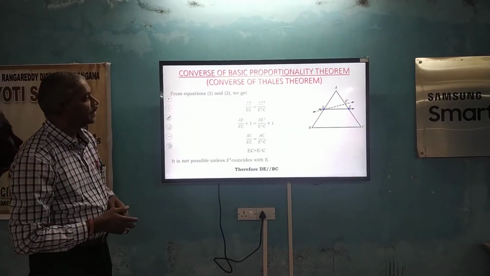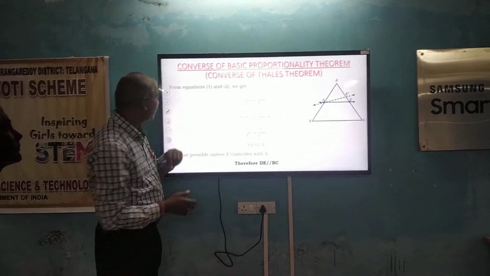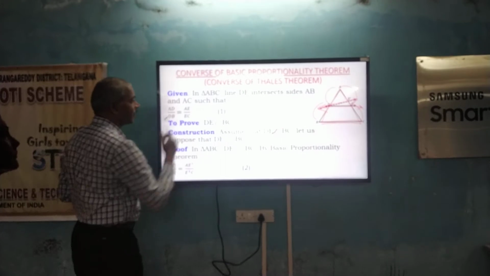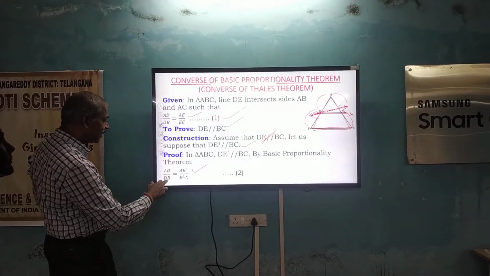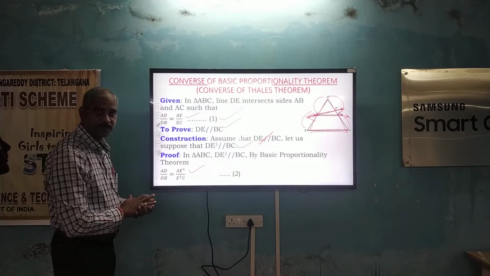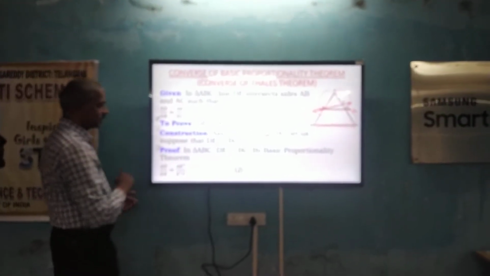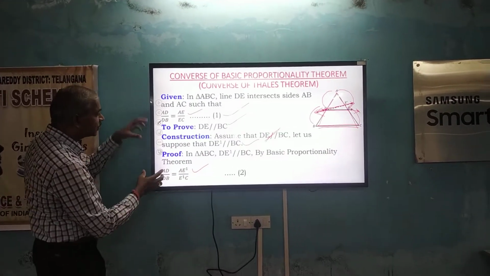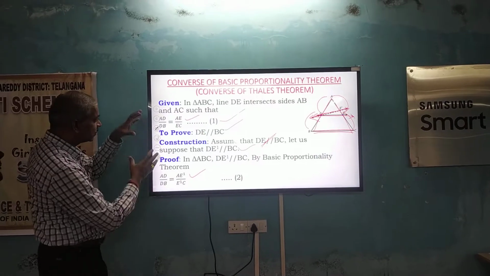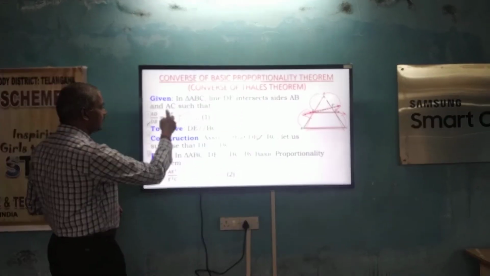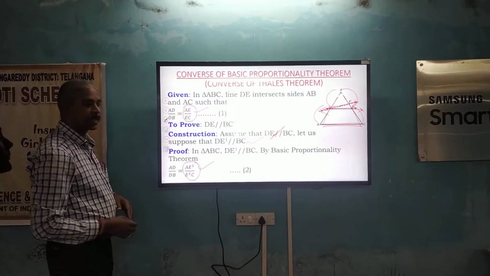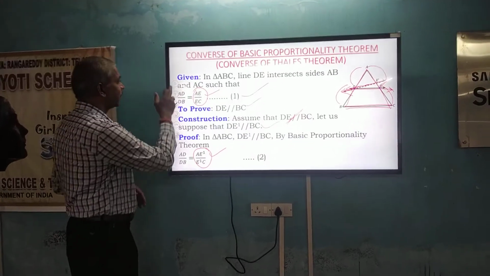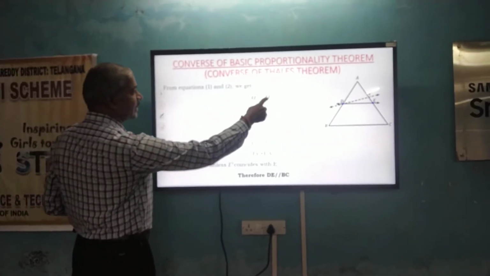Next, but what is given? AD by DB is equal to AE by EC. It is given. Now we proved AD by DB is equal to AE dash by E dash C. If you observe these two equations, the LHS AD by DB is the same in both. When these two LHS are equal, the RHS must also be equal. That means AE by EC is equal to AE dash by E dash C.